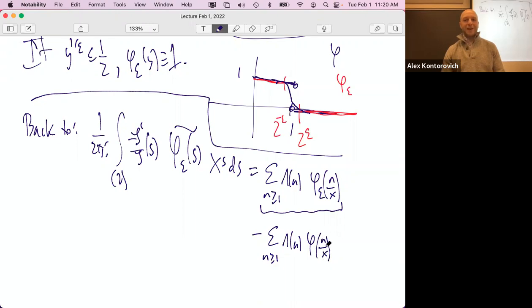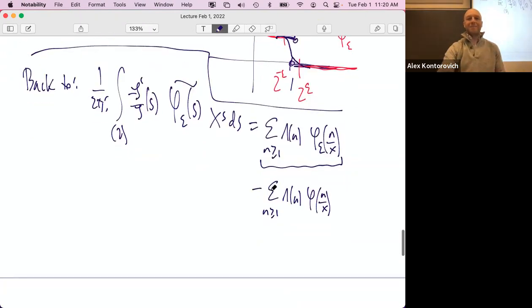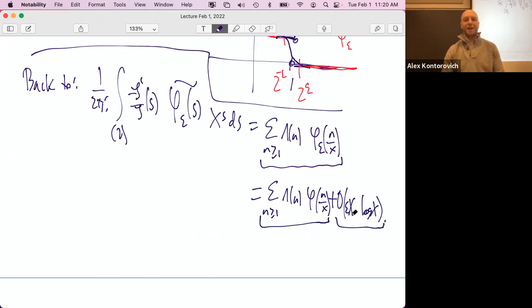The integers between x times 2 to the minus epsilon and x times 2 to the plus epsilon are the only ones where there's a difference between these two functions. So I can say this equals this plus big O, where the length of the sum is epsilon x, where they differ. And what's the size of the function on which they differ? I'll just crudely bound it by log x. Okay, so we've got exactly the sum we want up to an error of size epsilon x log x.